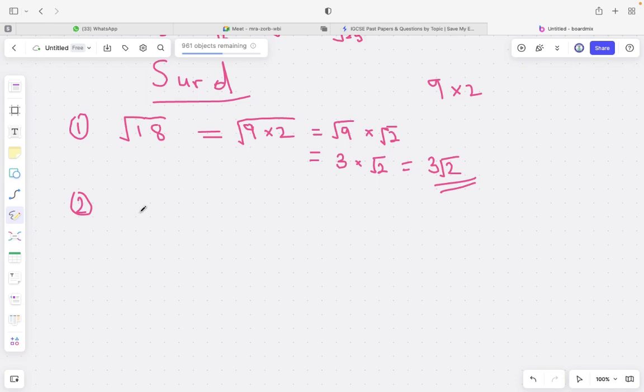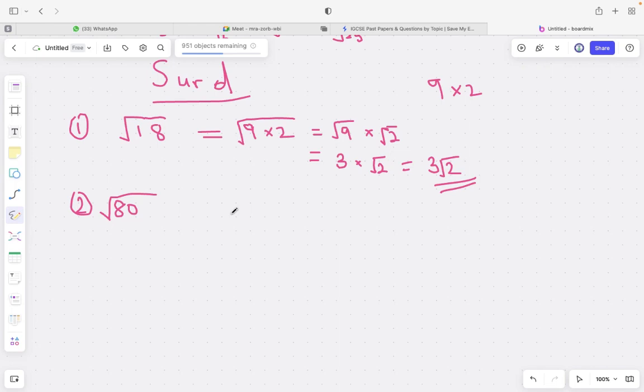Now let's take a look at another one. Let's say we give you 80, and we say write this in its simplest square root form. So we write root 80. We're going to find 2 factors of 80 such that one of them is a perfect square. I know someone will say 40 times 2 is 80, but remember you cannot find the square root of 40, so we're not going to use that.